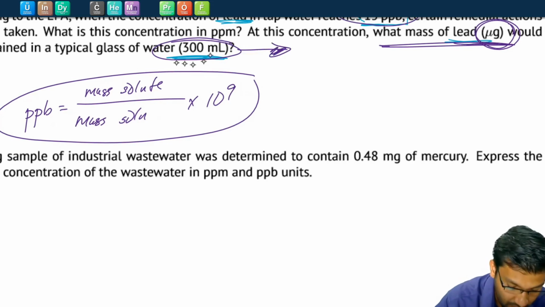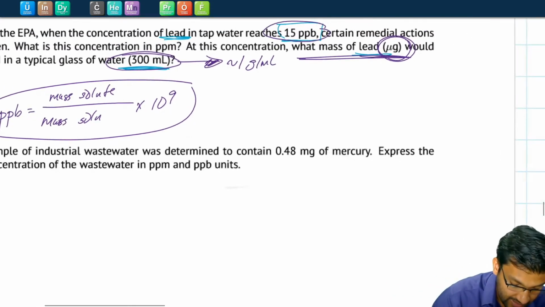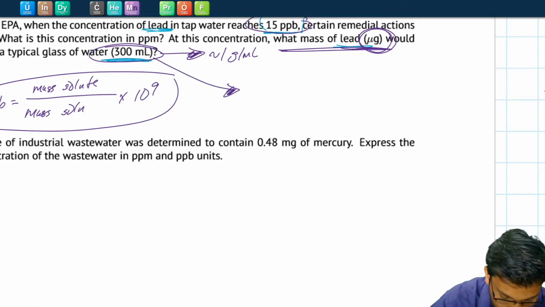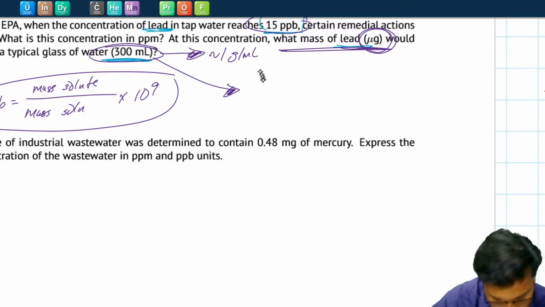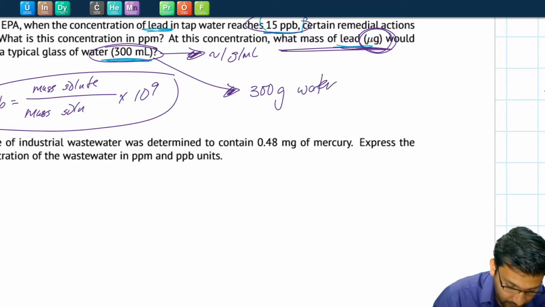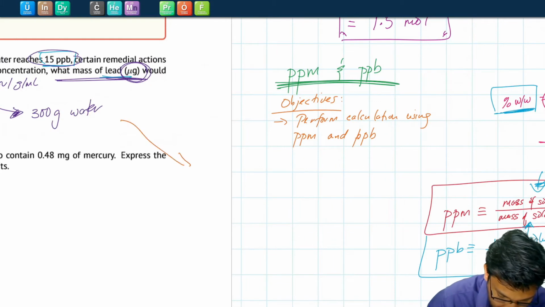But we should know that the density of water is about 1 gram per milliliter. So we can use that to convert our volume to mass, and by doing that we'll see that we have about 300 grams of water, which is our solution. So let's use that in our calculations. Let's work down here.